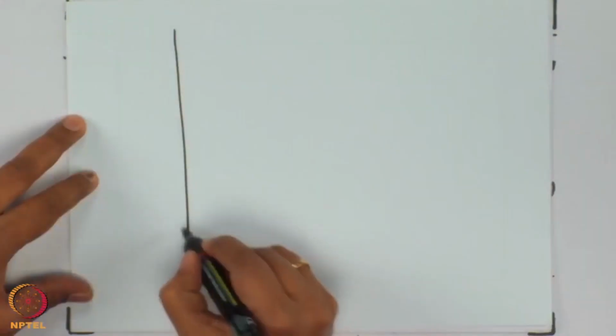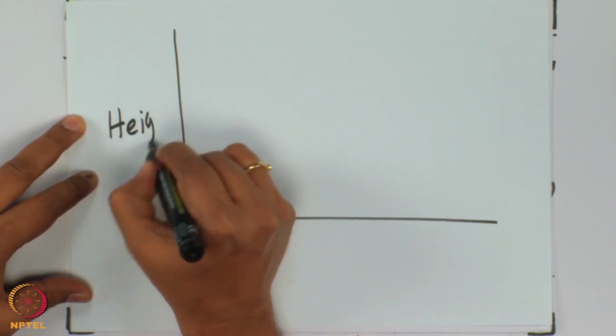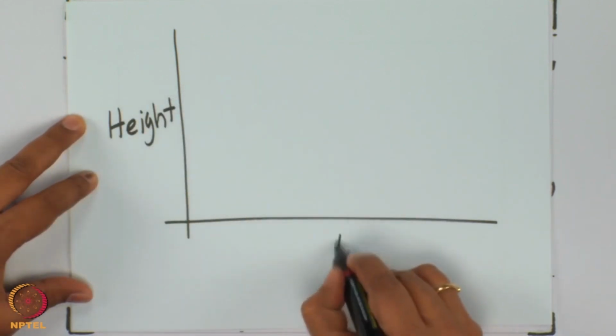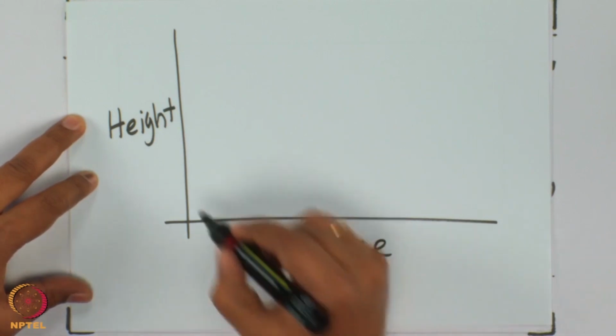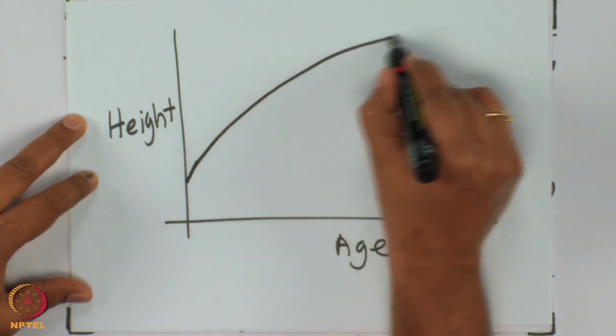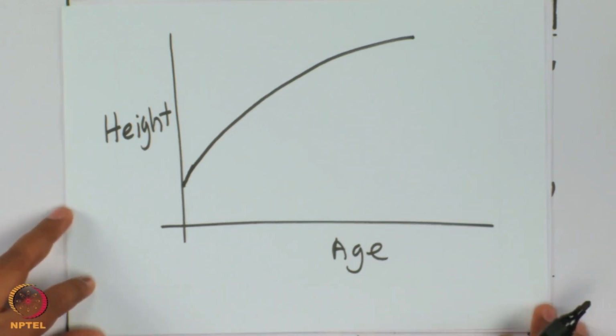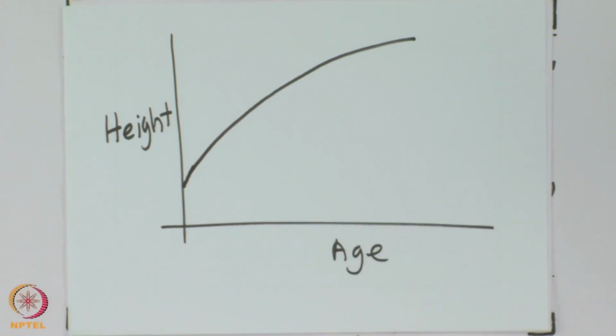I don't know exactly how this graph will look as of now, but if I have to guess, for example, the length or height of a baby versus age, if I have to plot, it will start with some length or height, and then it will slowly increase, something like this is what I would guess. One has to get the exact data to plot it, but this is one guess that I would make, that it would increase and then finally at some point it has to saturate and all that.